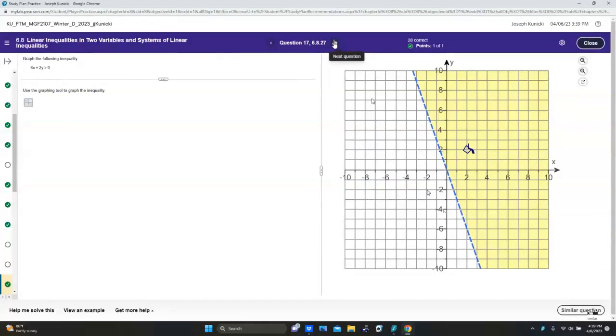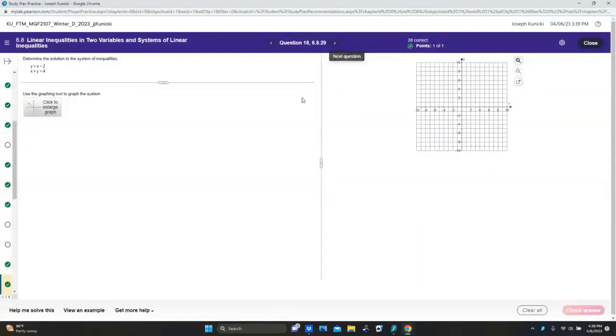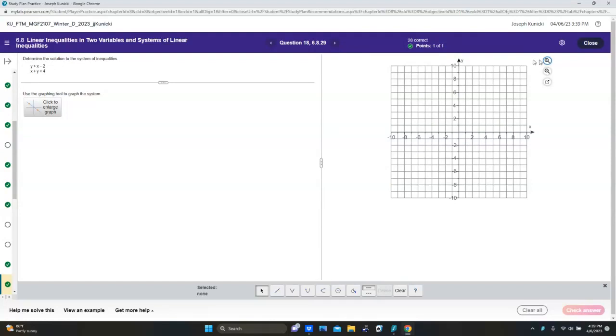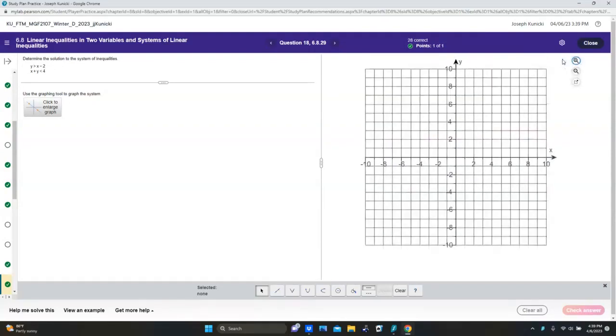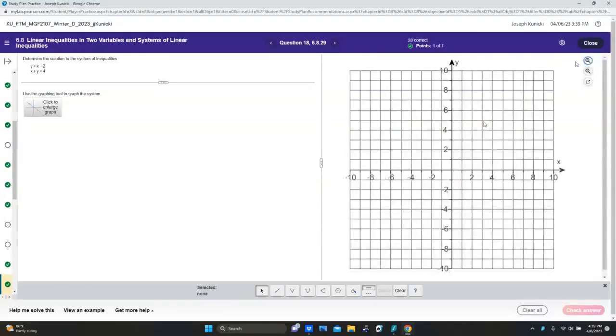Okay, we've done just one inequality. Now we're going to do a system. Now we have two inequalities. And the only difference here is that we don't want to really paint in our solution region. And I'll show you why. Let's just draw the two lines. They're both dotted lines. Okay.